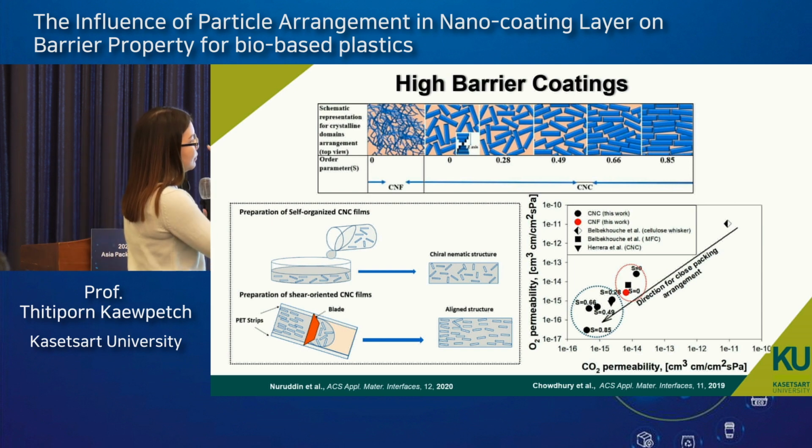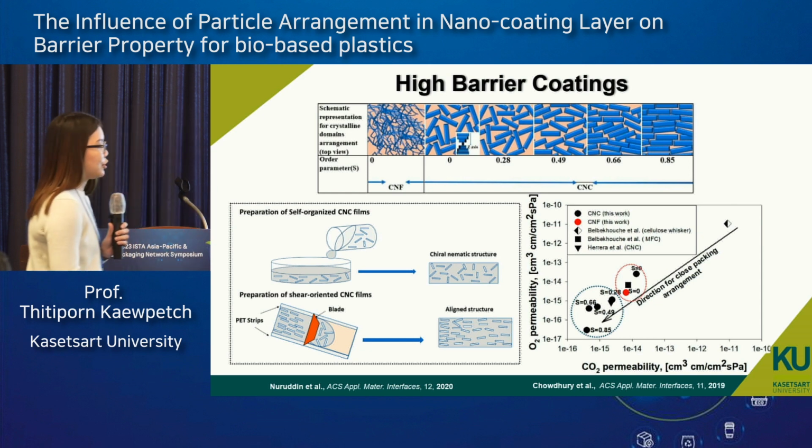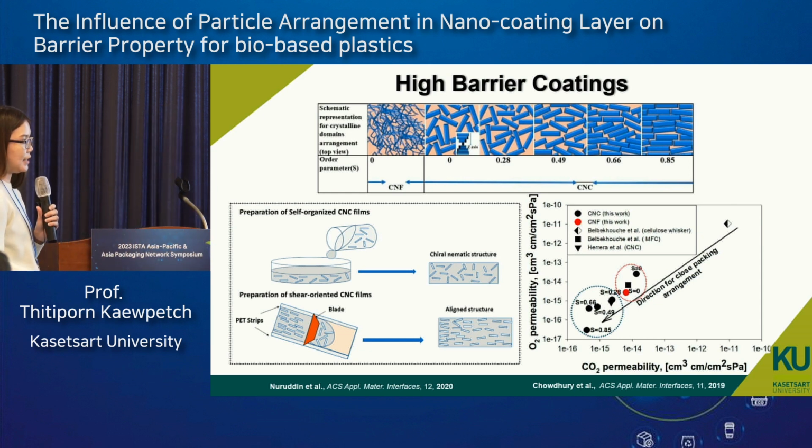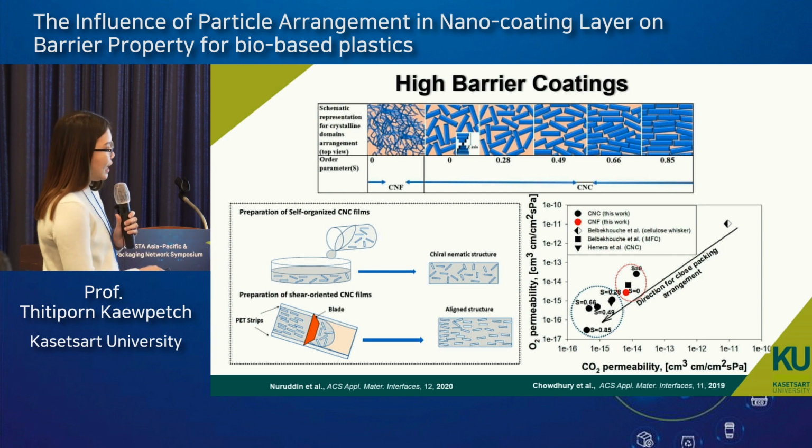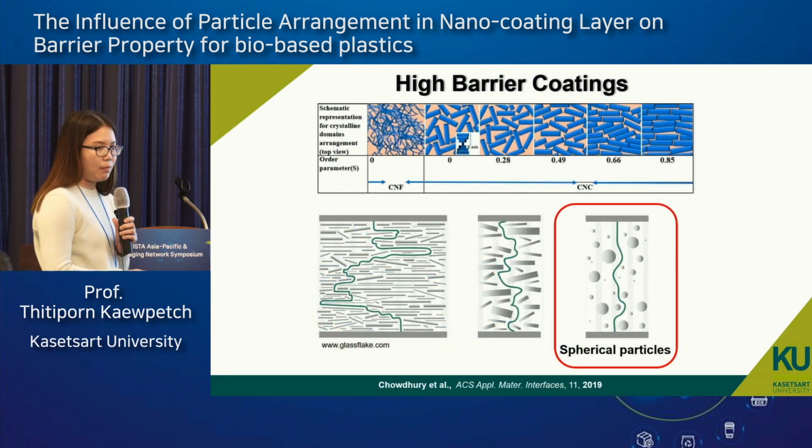From this, they can see that when they use a higher shear force, or when they have a more aligned structure of the CNC particles, the oxygen permeability and also the carbon dioxide permeability decrease. This case is about the rod-like shape, but what about the spherical particles?